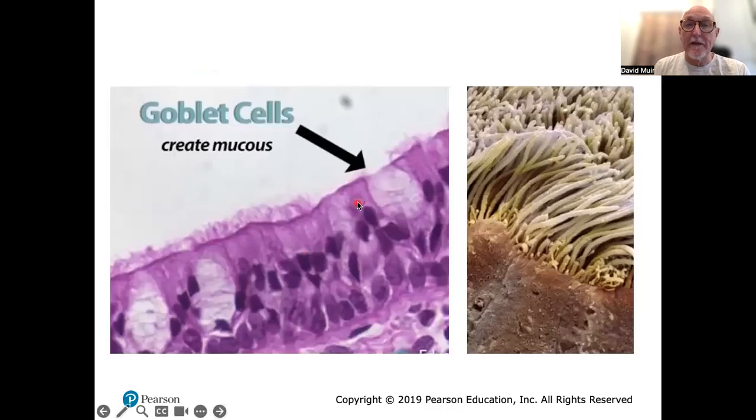So this would be typical bronchial ciliated epithelium. And here you can see the cilia. These large cells here are called goblet cells, and they're what produce the mucus. This is a scanning electron micrograph of the cilia.